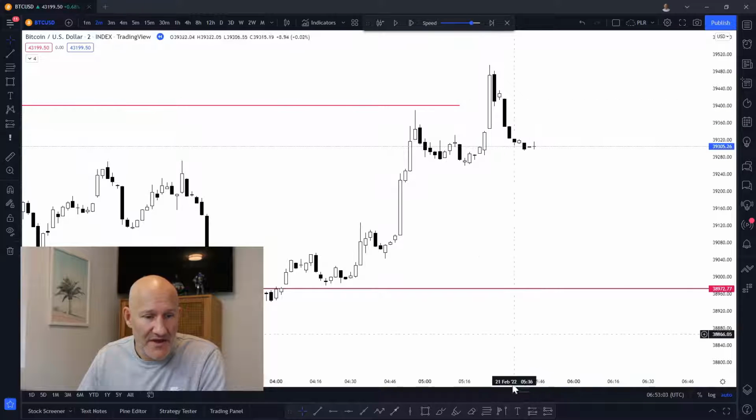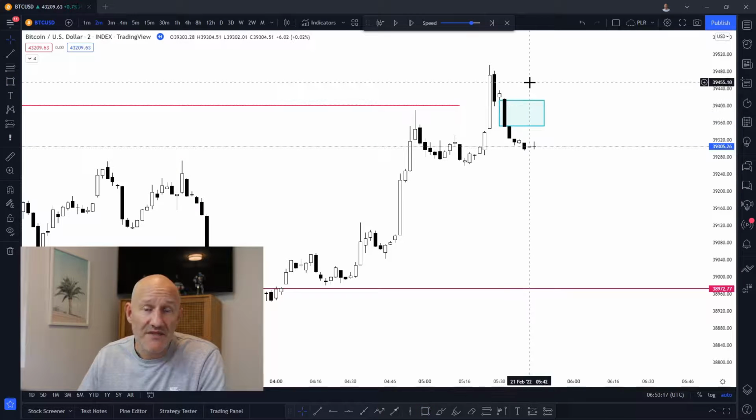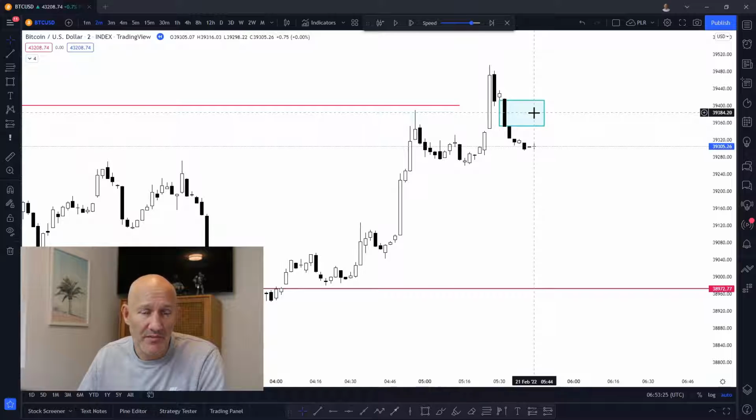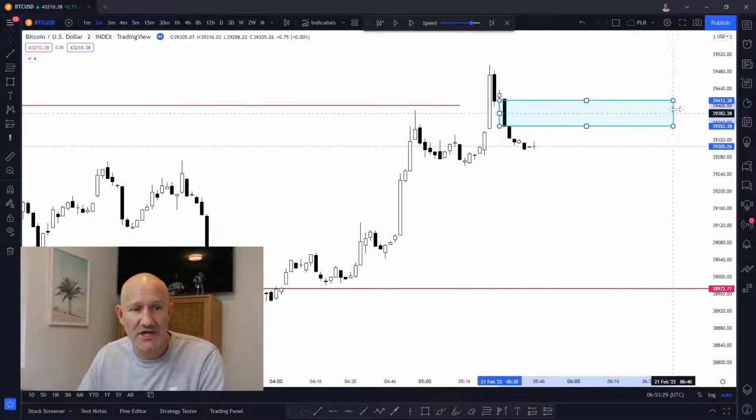So the fair value gap here, we'll just draw it in, would be from here to here. So the fair value gap will reside between the low of the first candle and the high of the third candle, and should encompass most of the body of that second candle. So you can see that's the zone that's being created just here.